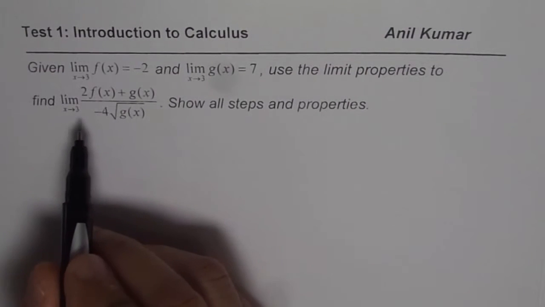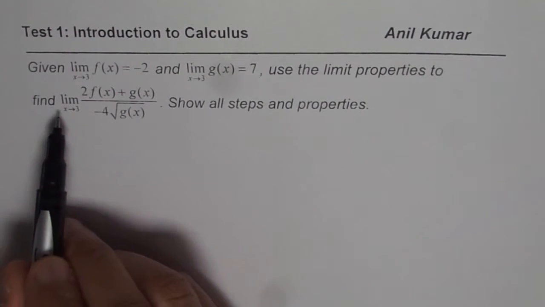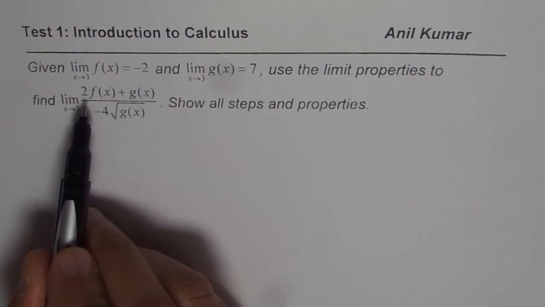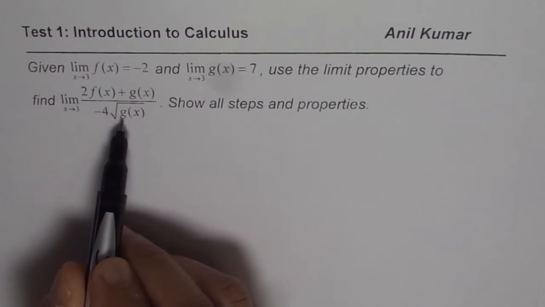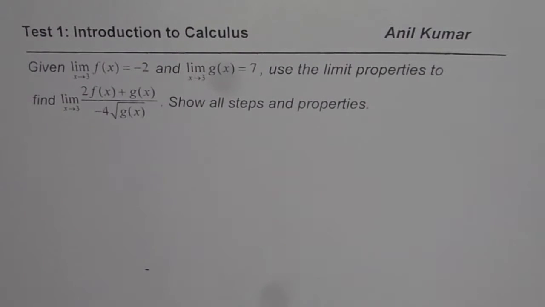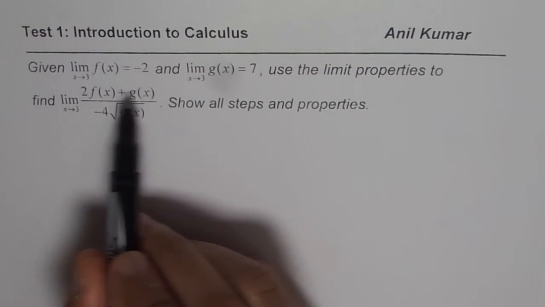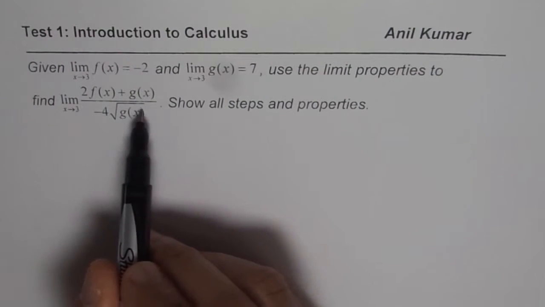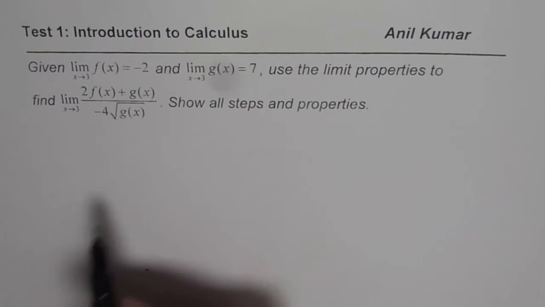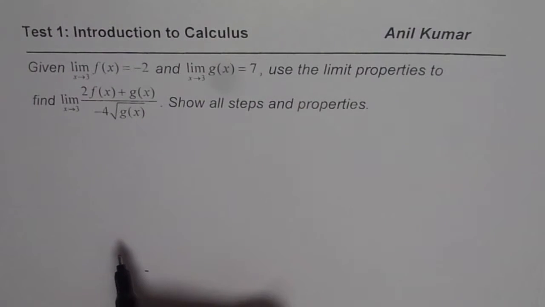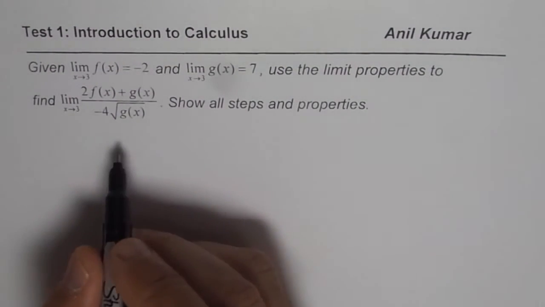So let's begin with the function itself. It is given in the quotient form: limit of 2 times f of x plus g of x divided by minus 4 square root of g of x. So we will apply the quotient rule. In the numerator, we can apply the sum rule, and then we also have the radical root here. So all these properties should be combined to solve this particular question. Okay, so let's begin by writing it and applying the rules one by one.